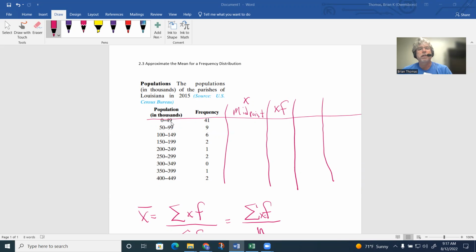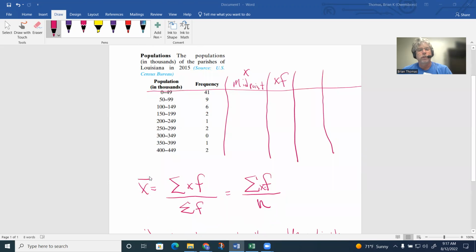Now, to find the mean for a frequency distribution, x bar represents the mean. Remember, the sigma symbol represents the summation of x times f. X is actually going to be, in this case, the midpoints of the classes, and we multiply by the frequency. On the bottom, we divide by the summation of frequencies, in other words, all the frequencies together, or the number of pieces of data that we have.